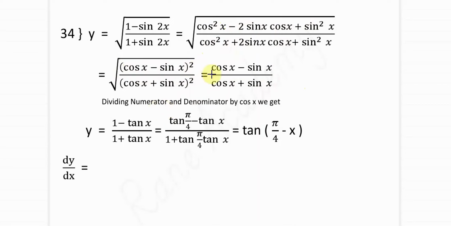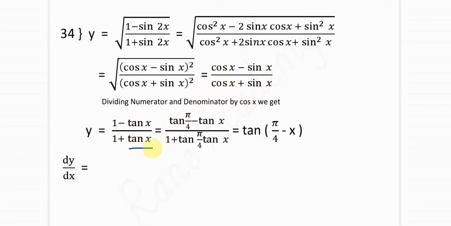So we divide numerator and denominator by cos x. If you divide cos x upon cos x, that is 1, sin x upon cos x is tan x, cos x upon cos x is 1, and sin x upon cos x is tan x. Now instead of 1 we write tan pi by 4, so tan pi by 4 minus tan x, and 1 plus tan x.